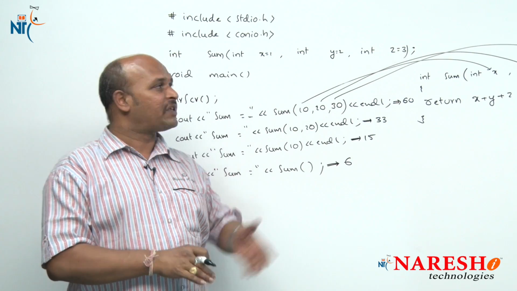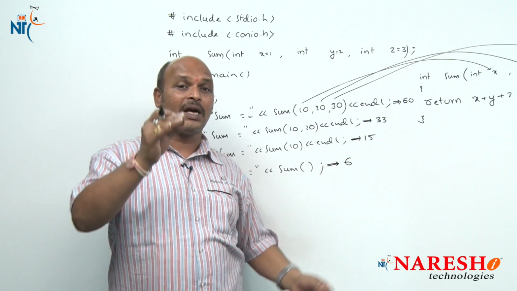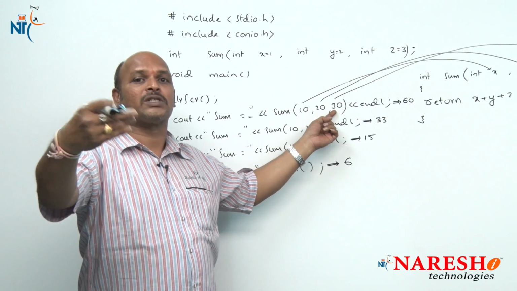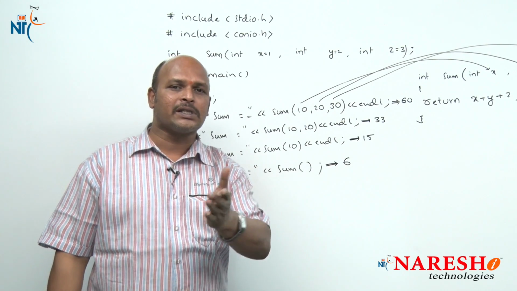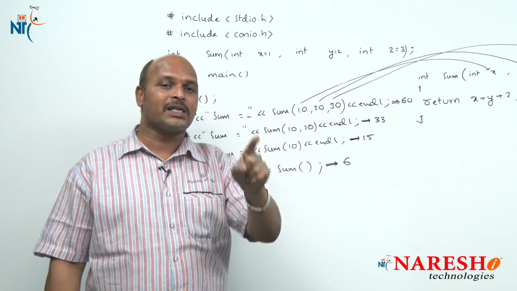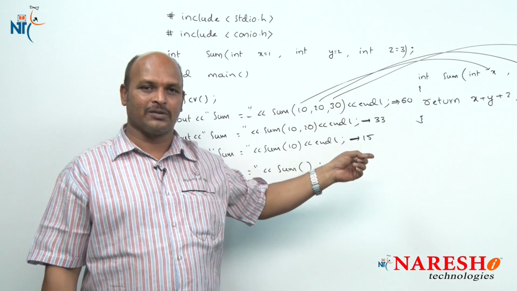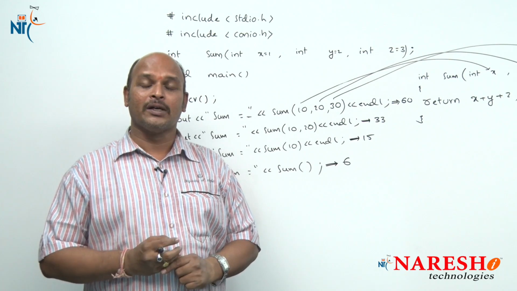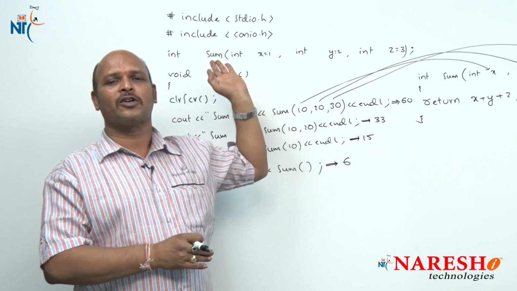Now suppose this feature is not available, then every time we have to send the course C++. That means how many students do we have? 60 students. That means we have to send C++ 60 times in place of course. That's why your program gets a little bit lengthy. Now instead of that, we can use the default arguments.